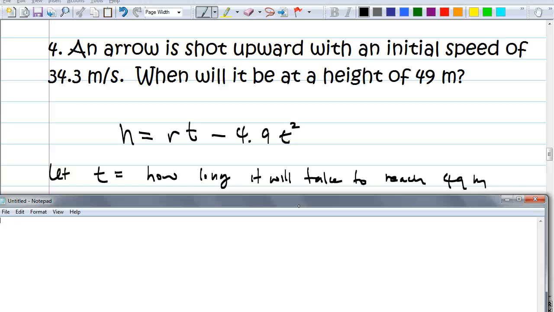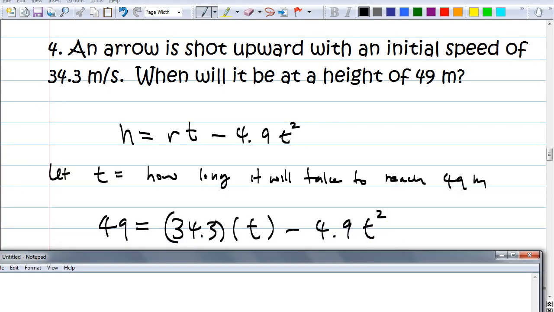How about just one person? How about Brandon? 49 equals 34.3t minus 4.9t squared. You got it. Do you see how Brandon got this? All you have to do is plug it in.